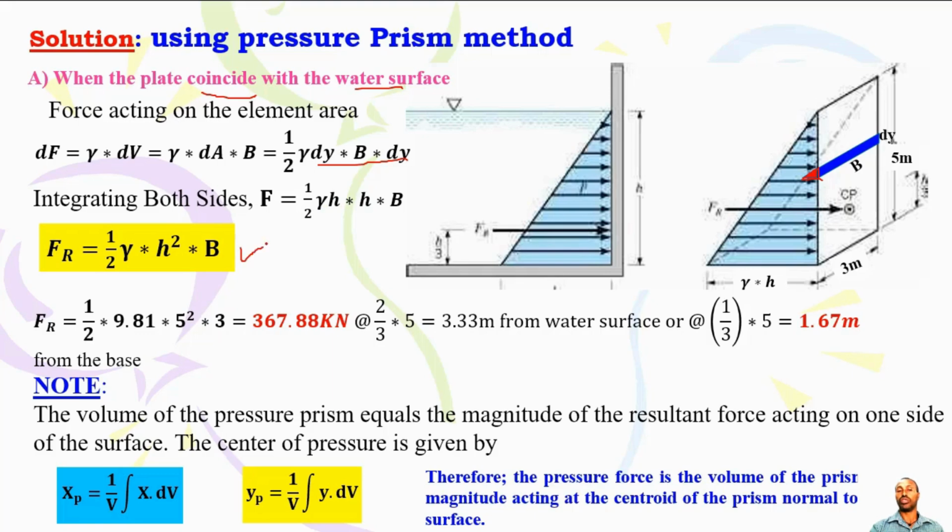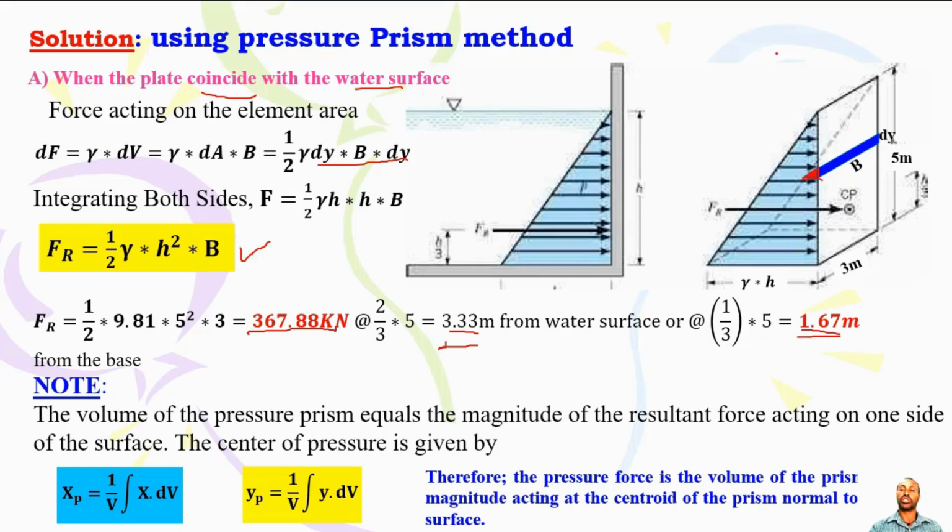Then we are going to use this equation, the total resultant hydrostatic force, which is horizontal: 1 over 2, 9.81, times 5 squared, since it coincides with the water surface. Then 367.88 kilonewton at 2/3 of 5, which is 3.33 meter from the water surface, or at 1/3 of 5 from the base. From the base, you can find this result.